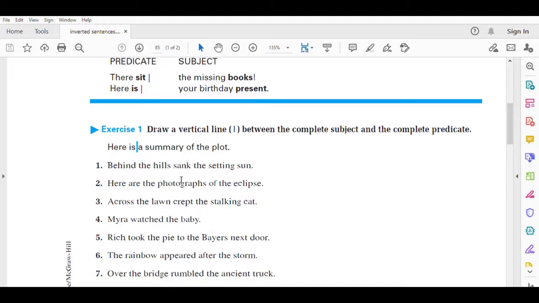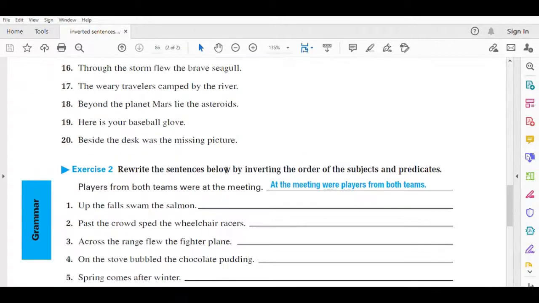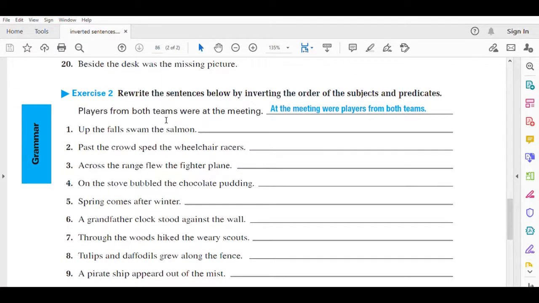Okay, so I'll do one more with you. Here are the photographs of the eclipse. What are here? The photographs of the eclipse. So this is your subject, this is your verb, the line's going to go right here. This next one asks you to practice with inversion yourself. So players from both teams were at the meetings. Notice how they rewrote it. You're going to rewrite the sentence to invert. At the meeting were players from both teams. Some of them you're going to be inverting, some of them you're going to be reverting.